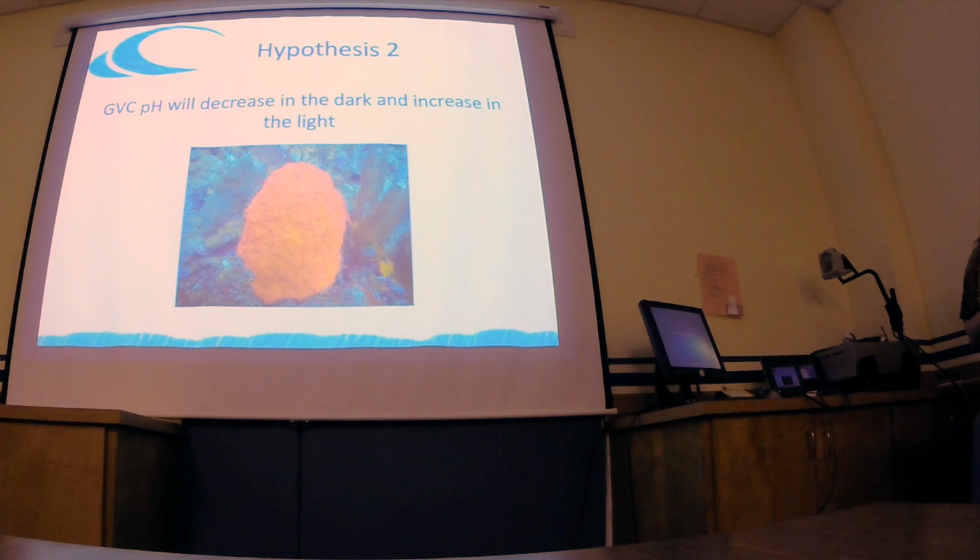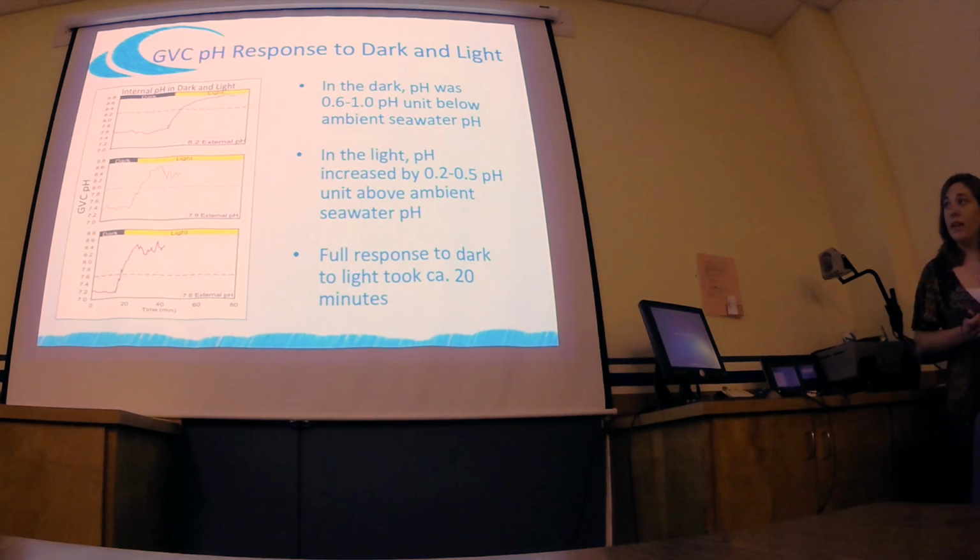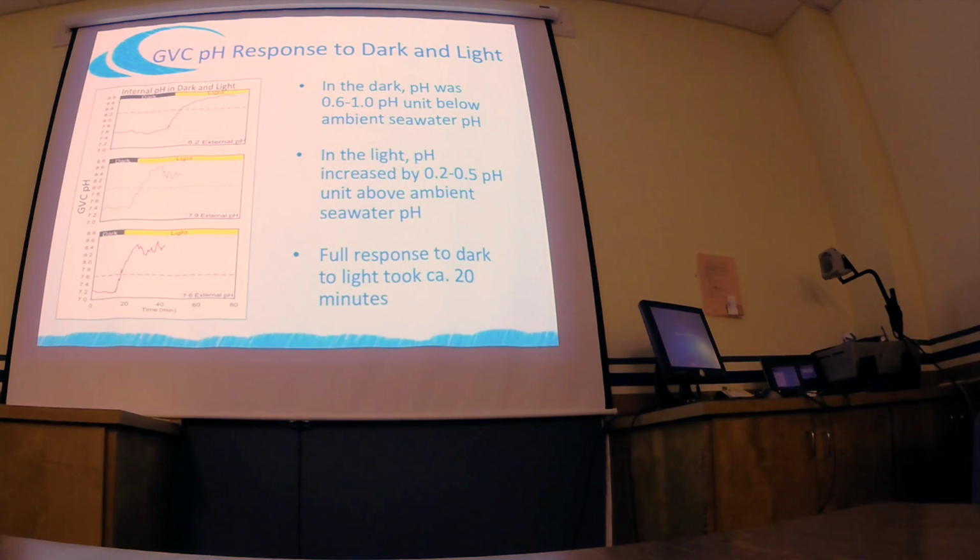So hypothesis 2 was similar to the first one, but this time I was measuring the pH within the GBC in response to light and dark. And so here we have time again, and this is the GBC pH. The dotted line is my external pH. The solid ones are the GBC pH. And so this is a little bit of hypothesis 2 as well as 3.